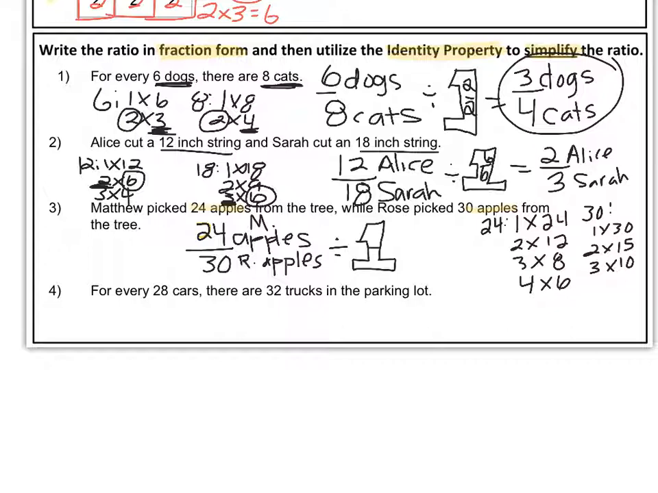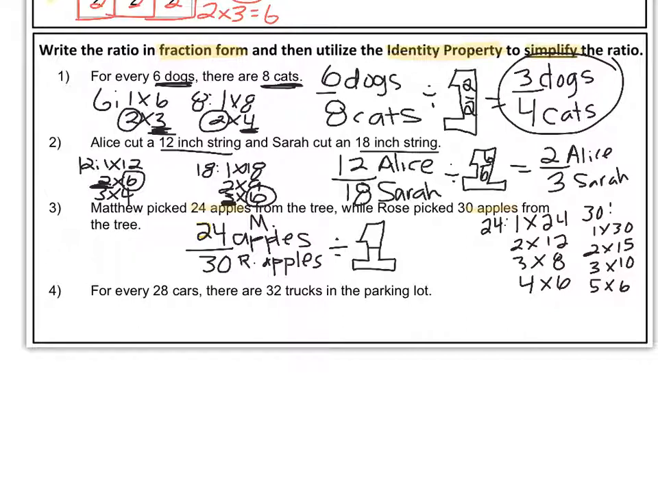Will 4 times something make 30? No. Will 5 times something make 30? Yes. 5 and 6. And when your factors go in sequential order like that, 5, 6, that means we have found all of our factors.